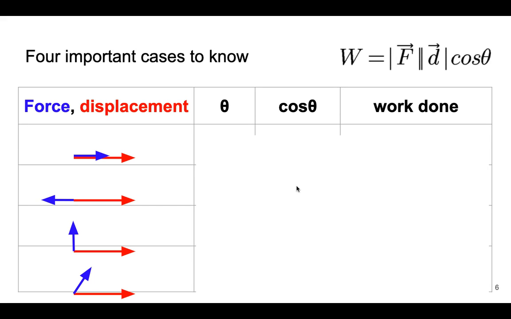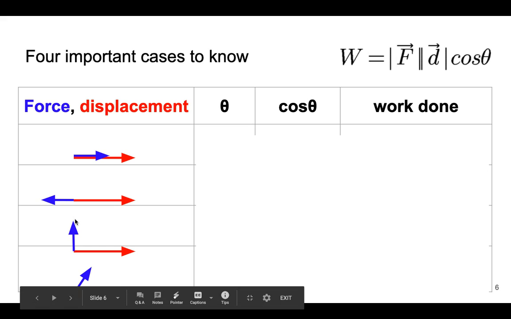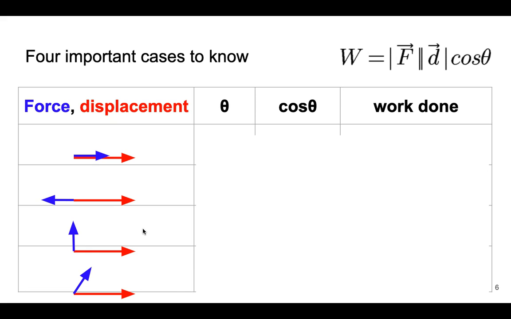So what kind of work is done in this case? Well, positive times -1 is going to give you negative, so this will do negative work. Third case, displacement to the right. The force we're interested in is acting up. So what's the angle between our displacement and our force? It's 90 degrees. This is a right angle.